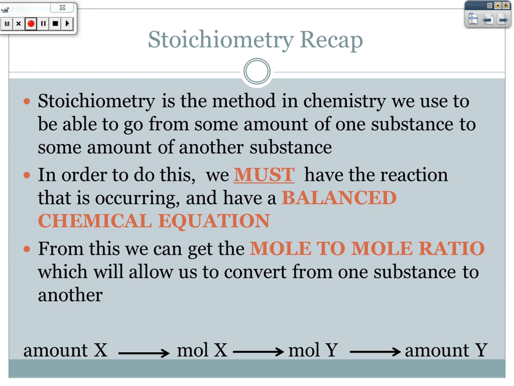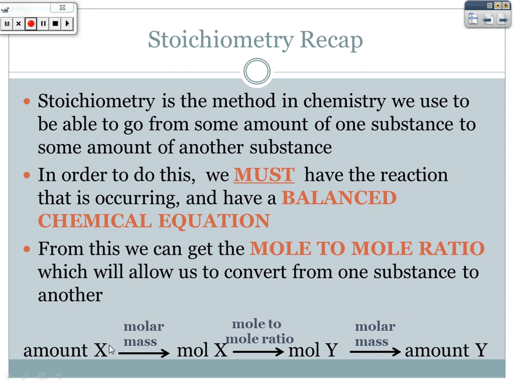So what I'm talking about here, like I said in class, is an amount of X going to moles of X, which goes to moles of Y, which yields some amount of Y. Now, if we're going from amount of X to moles of X, if we're talking about grams, we're going to use the molar mass. But if we're going from moles of X to moles of Y, we're going to use the mole-to-mole ratio. And then going from moles of Y to amount of Y, if the amount is grams, we're going to again use molar mass.